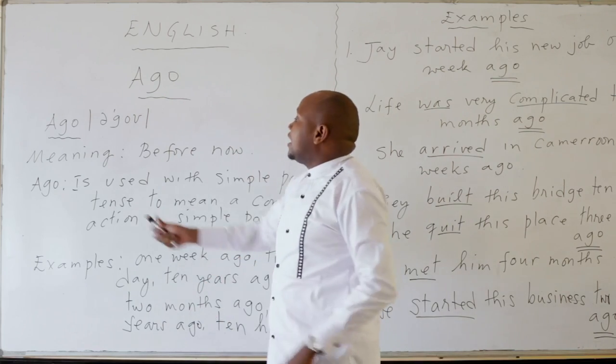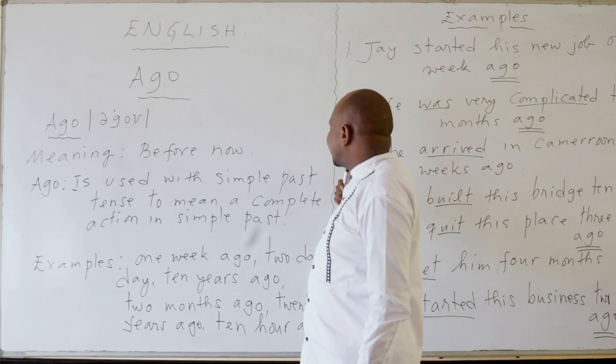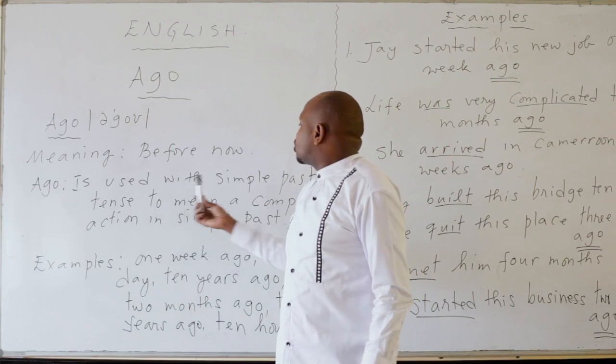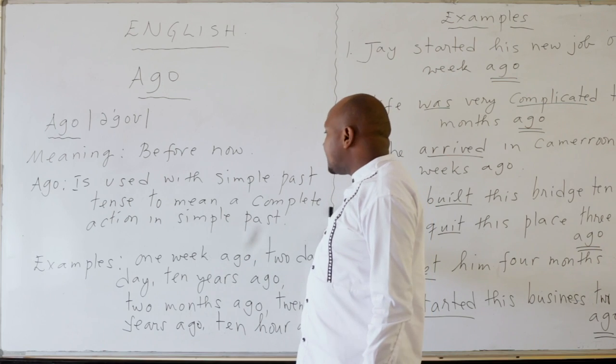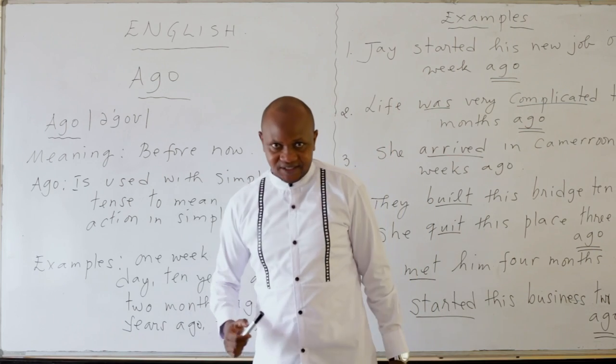Then ago is used with the simple past tense to mean a complete action in the simple past.